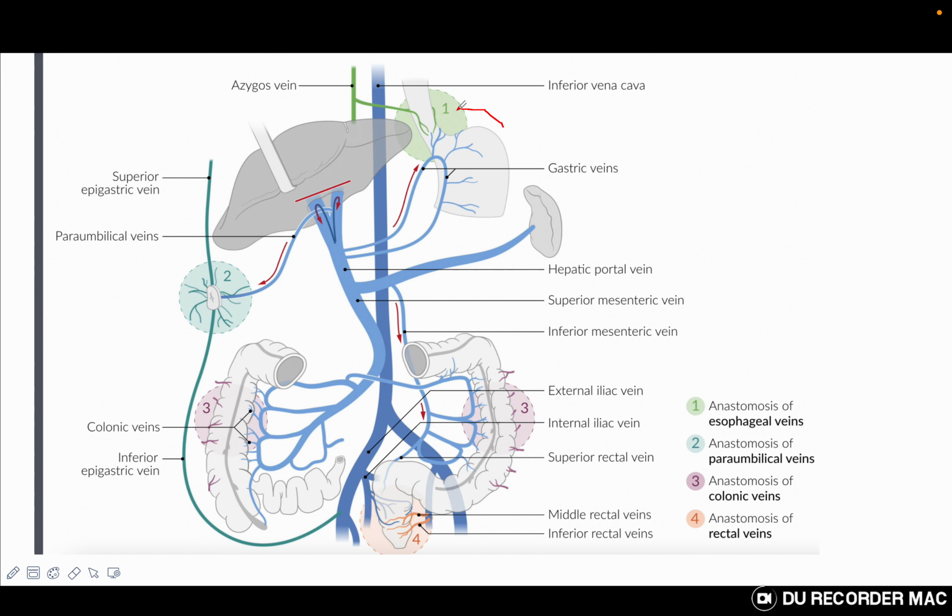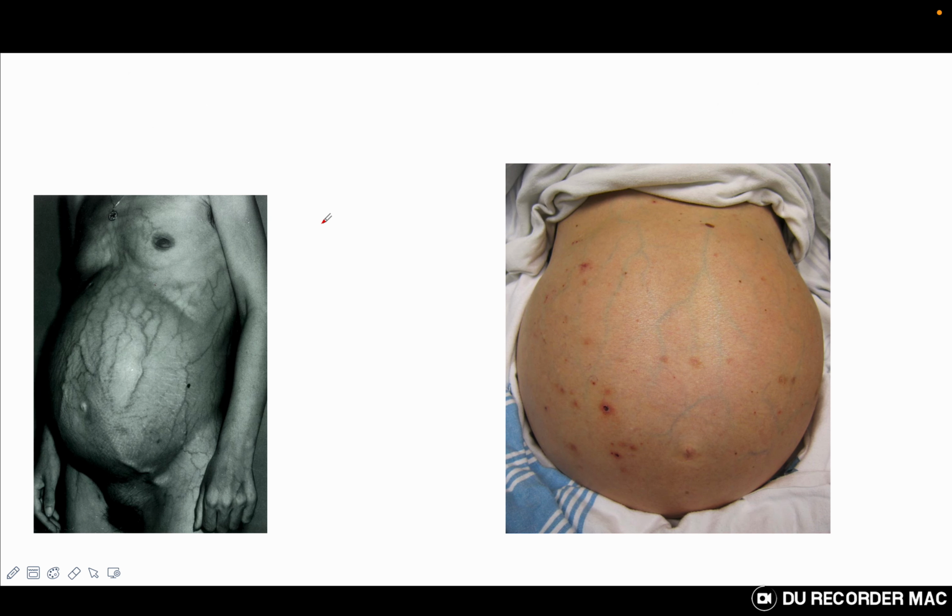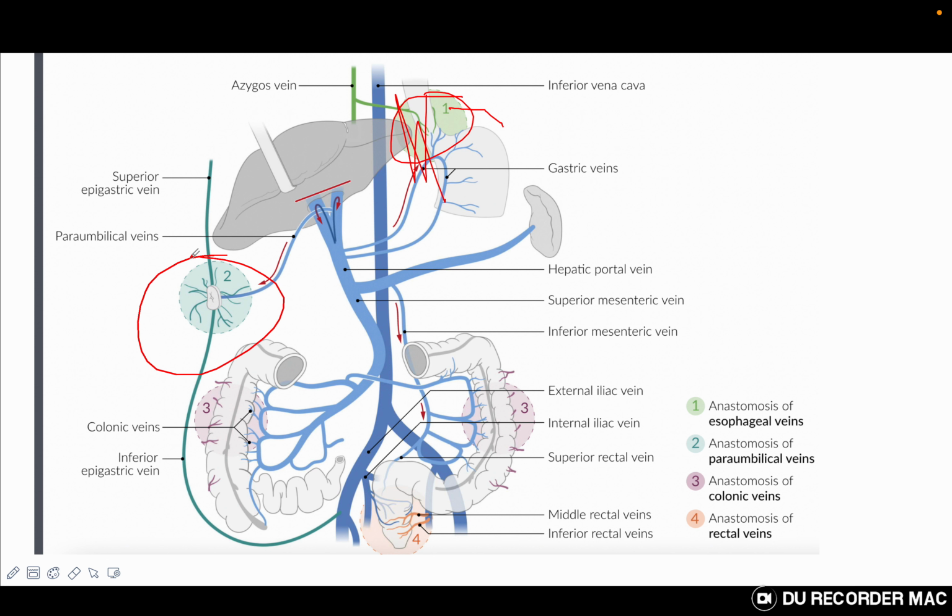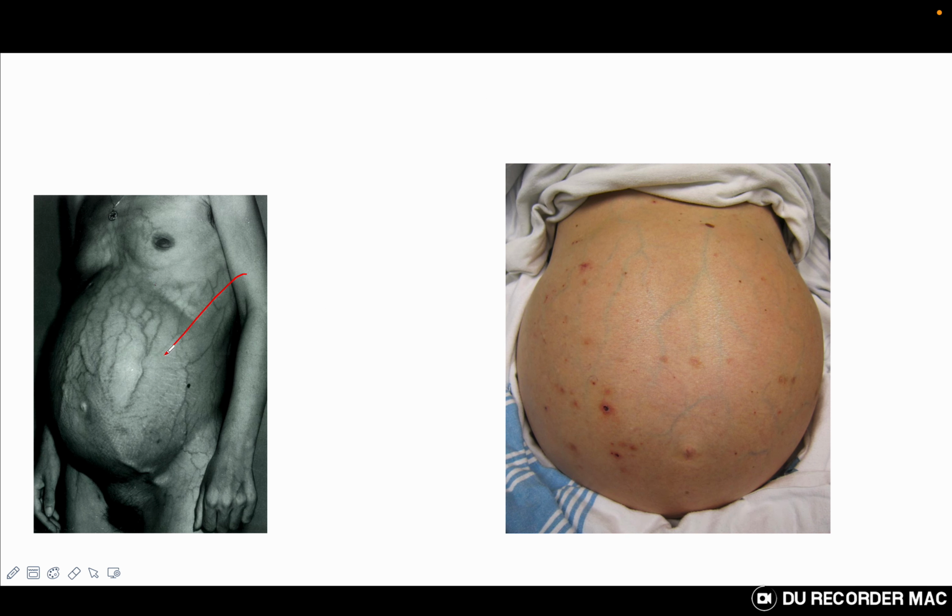Yes. So if we are speaking about this one, this is the connection occurring here, which leads to the formation of this anastomosis and the variceal bleeding. So if it occurs here, for example, around the umbilicus, which is the para-umbilical vein, it can lead to something like this. See? What is this, guys? Somebody wrote it already. It is caput medusa. Yeah? Caput medusa.